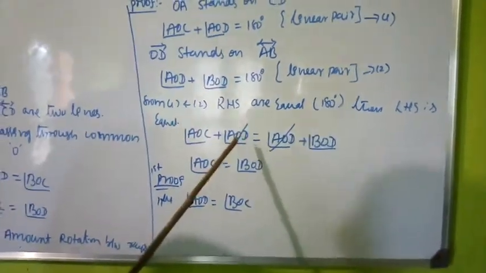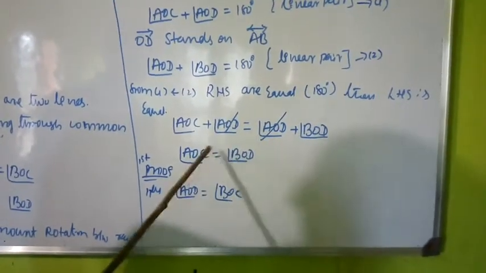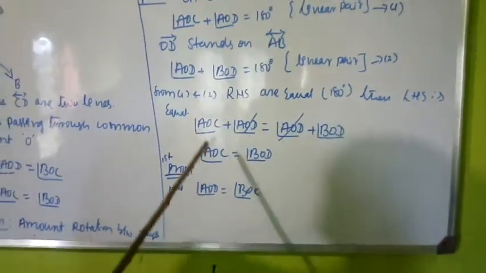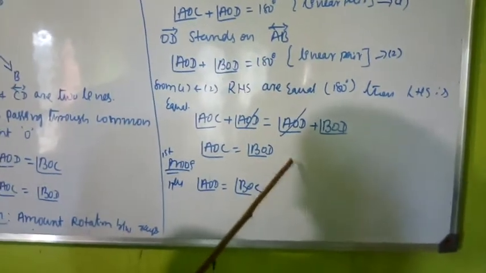So here, the same things with the opposite sign should get cancelled. It means if you bring this side over, it should become negative. 1 plus 2, 1 minus the other, it should be cancelled, right? So angle AOC is equal to angle BOD is left. So this is your proof.